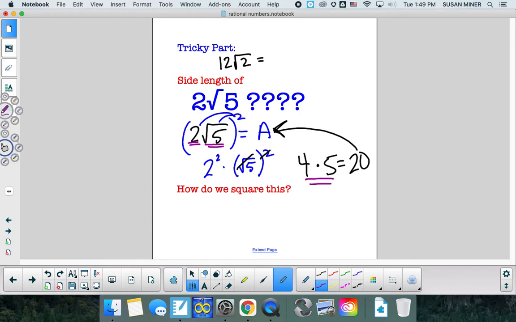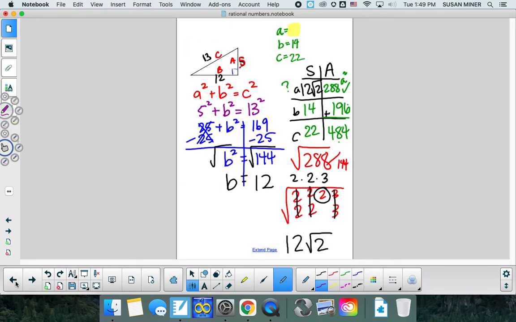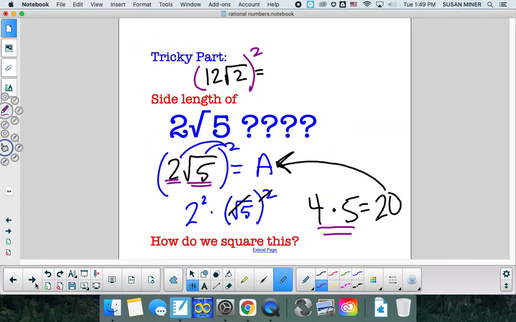So pause the video and see if you can square 12 square root of 2 and see if you can get back to 288. Remember, 288 was the area on that. Let's see if we can get back to that. So pause the video, try this on your own, see how you do.